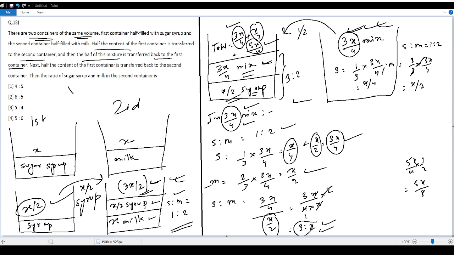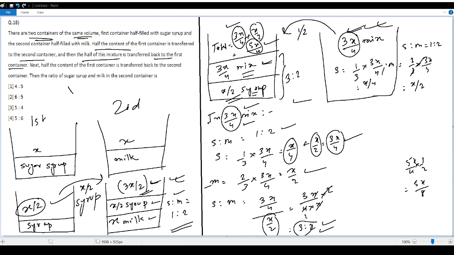Now see, 3x/4 was already there, and 5x/8 has been transferred. I don't need to calculate this sum. I just need to find out how much syrup and milk is there. So see, in this second container, 5x/8 of mixture has come from the first container, and this 5x/8 amount of mixture carries a ratio of what? What ratio does it carry? 3:2.